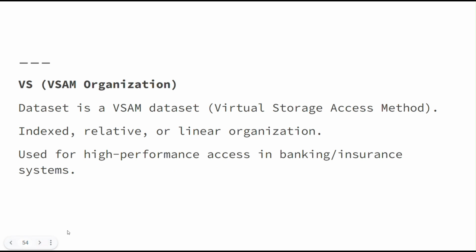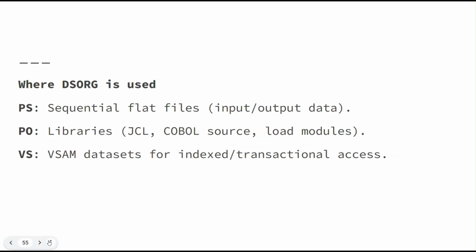VS, which means VSAM organization. The dataset is a VSAM dataset, where VSAM means virtual storage access method. Where is dataset organization used? PS is used in sequential files for input and output data. PO, which is PDS, is mainly used for libraries, JCL libraries, COBOL or load modules. VS, which means VSAM dataset, is mainly used for indexing or transaction access purposes.